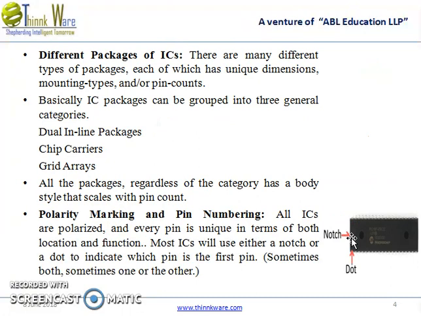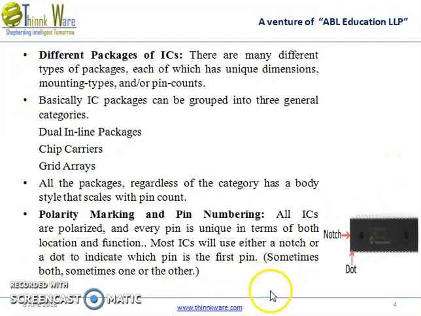Different packages of ICs. There are many different packages of ICs, each of which has unique dimensions, mounting types and input-output pins. Basically, IC packages can be grouped into three general categories: dual inline packages, chip carriers and grid arrays. All the packages, regardless of the category, has a body style that scales with pin count.